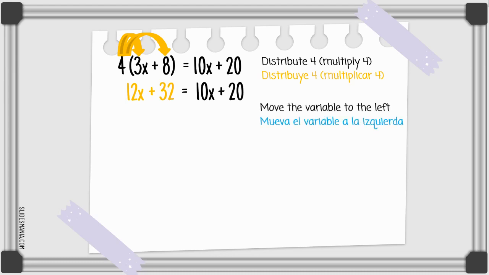We have variables on both sides, so move the variable to the left. Mueva el variable a la izquierda. That's because the bigger coefficient is on the left. El coeficiente más grande está en la izquierda. That gets us 2x.